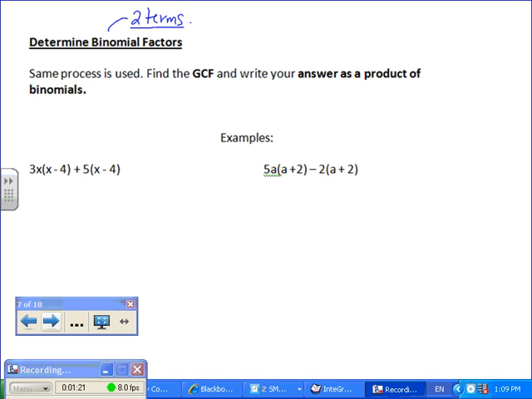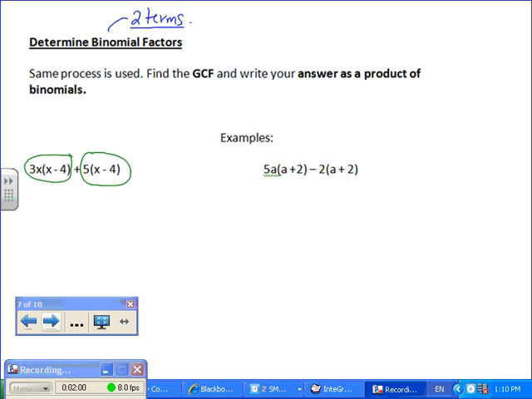So let's have a look at the first one here. We have 3x times x minus 4 plus 5 times x minus 4. So what I have here is two groups. This is a group here, the 3x times x minus 4, and I've got the 5 times x minus 4. If I went ahead and multiplied the number in front of those brackets, I would end up with 4 terms altogether. But this is partially factored, so somebody has already factored out the GCF, 3x for the first set and 5 for the second set.